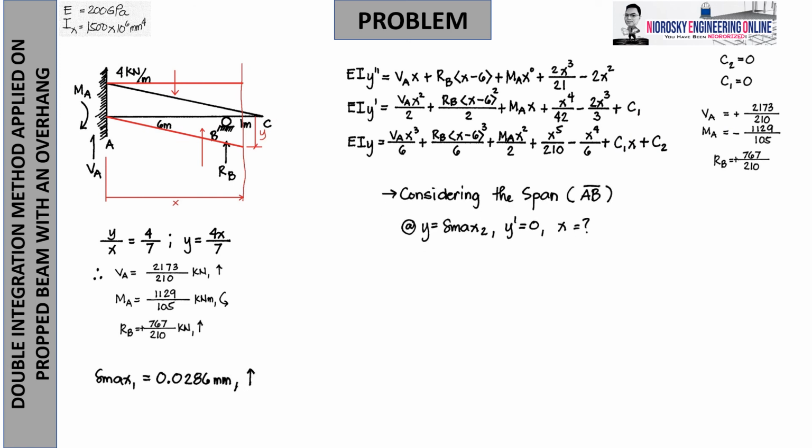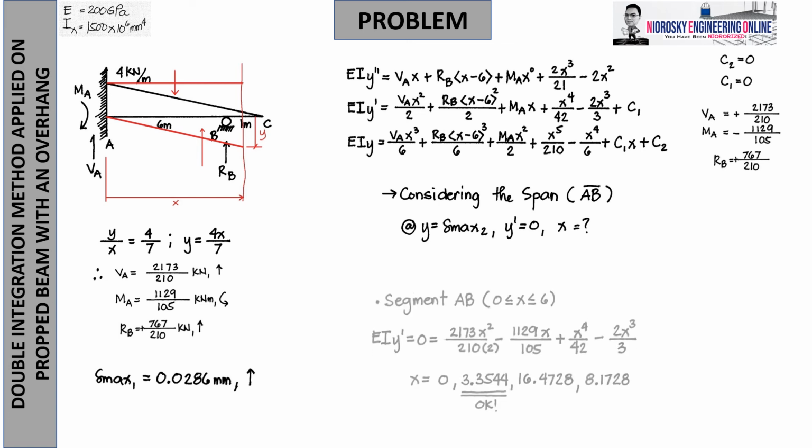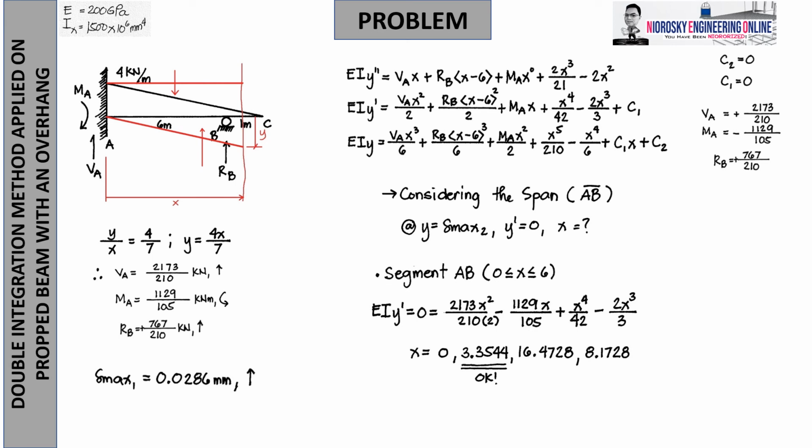So, this time, let's consider the span. Pag sinabing span, support to support. So, isa rin naman yung segment AB. So, if y is delta maximum, y prime is 0, of course. X is what? So, ang segment kasi ng AB natin is from 0 to 6 eh. So, therefore, by using the equation of EIy prime, okay? So, therefore, using 6 as the boundary maximum, so RB will be 0 because 6 minus 6 is 0. So, everything will be part of the calculation except that C1 and C2 are 0, right?